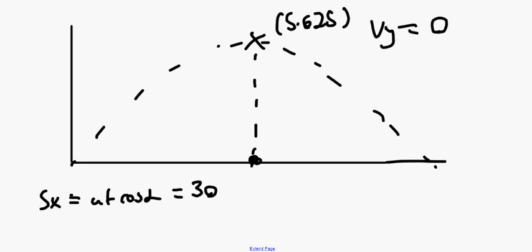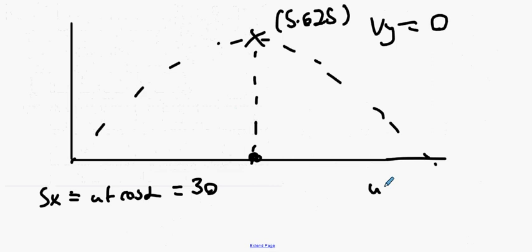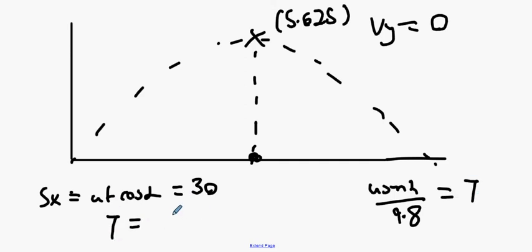I had it at the very top: u sine alpha over 9.8. Okay, I'm going to isolate the t value there, and now I'm going to isolate the t value here, and I'm going to have 30 over u cos alpha.